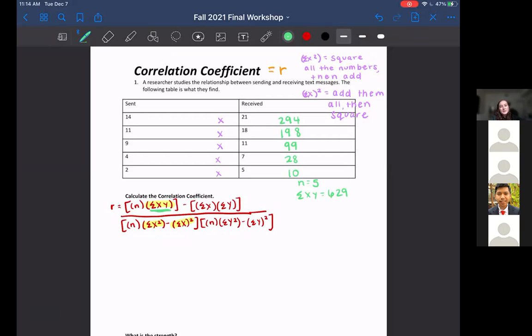Okay, I just saw a message in the chat. So we're just going over correlation coefficient right now. This is just the first topic that we started on. So we're solving for all the variables, and then we're going to plug it into the equation.